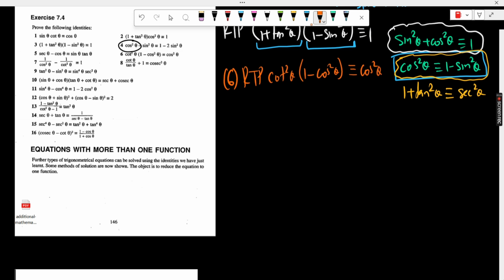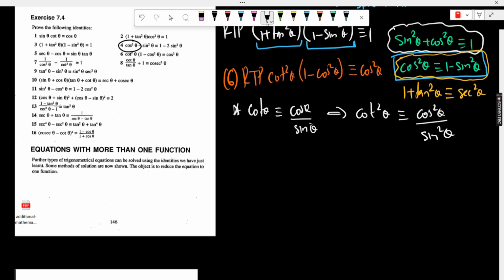If you're going to be working with the left-hand side, I'll just give you a few little clues. You need to remember that cot theta is equivalent to cos theta over sine theta, which therefore means that cot squared theta is equivalent to cos squared theta over sine squared theta. I will also tell you that you will need to replace this with something else too, and you should know what that is going to be, right? So go ahead and try that one. You should be able to do this by just working from the left-hand side.